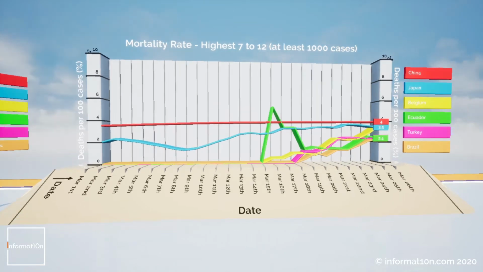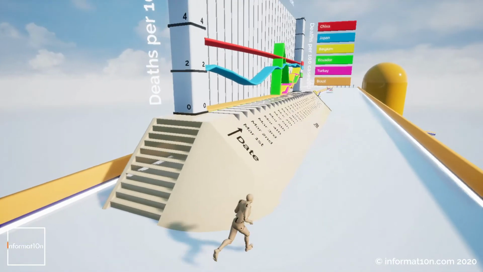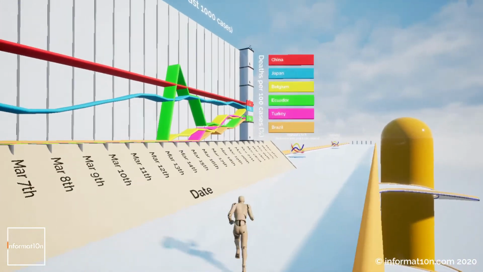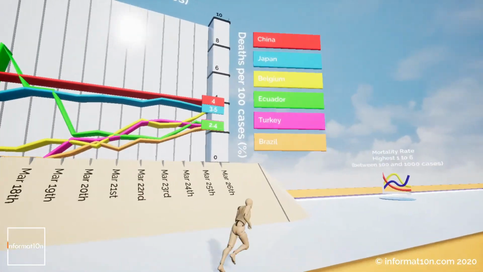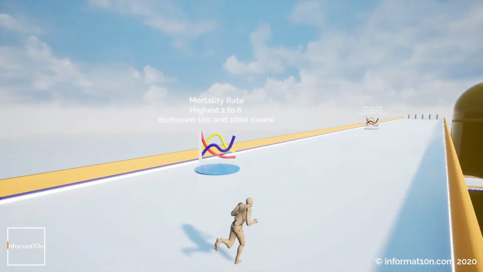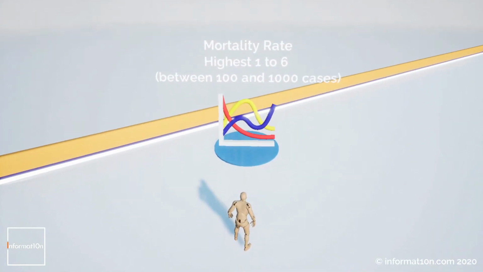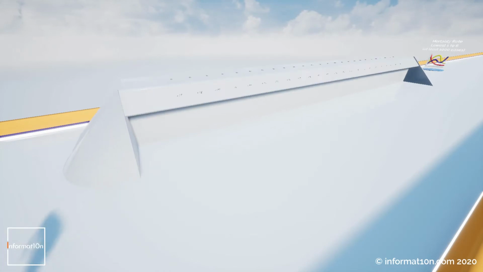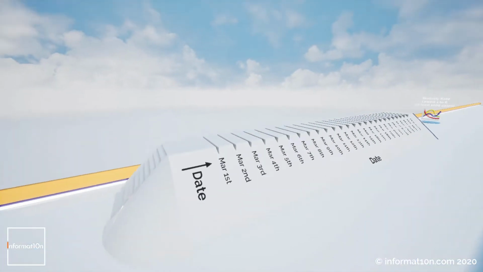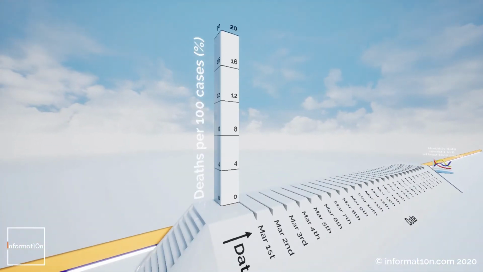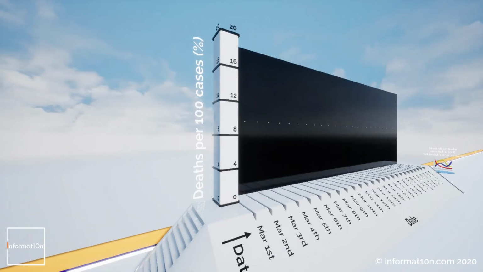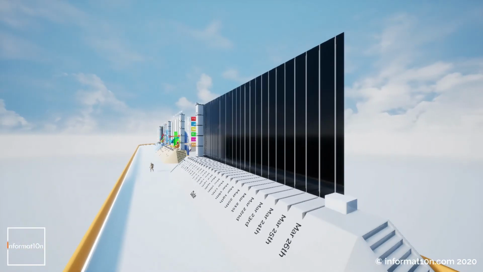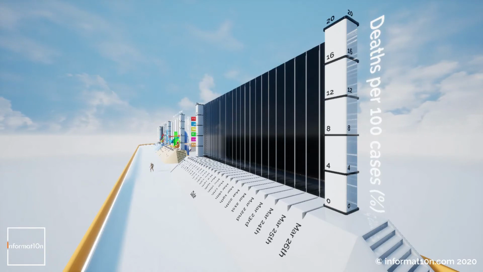Moving on to the next chart. So now we've got the mortality rate for another 6 countries. But this time we're looking specifically at countries that haven't done as much testing and haven't recorded quite as many cases in total. So the previous 2 charts were only including countries that had recorded at least 1,000 cases. So we know that they're collecting data and testing. Whereas these 6 countries here, they've only recorded between 100 and 1,000 cases in total.